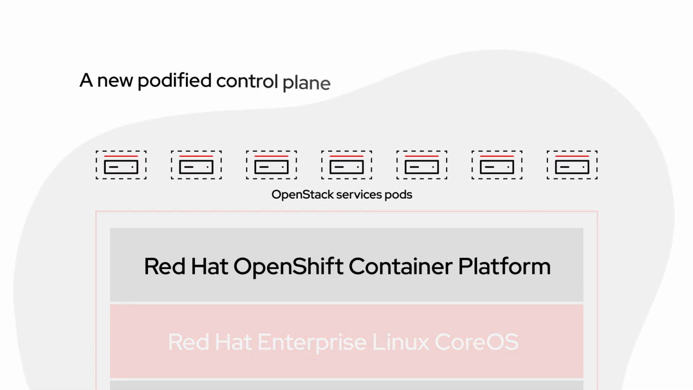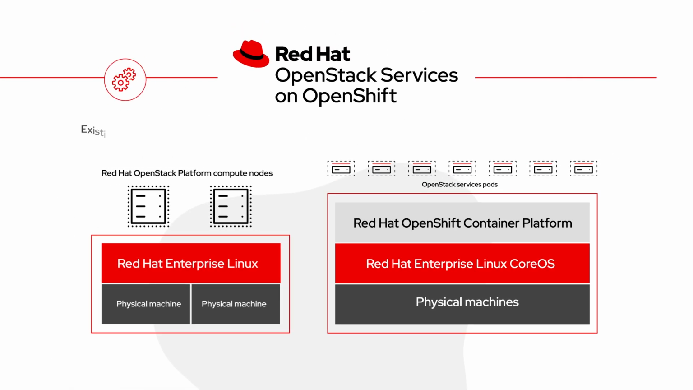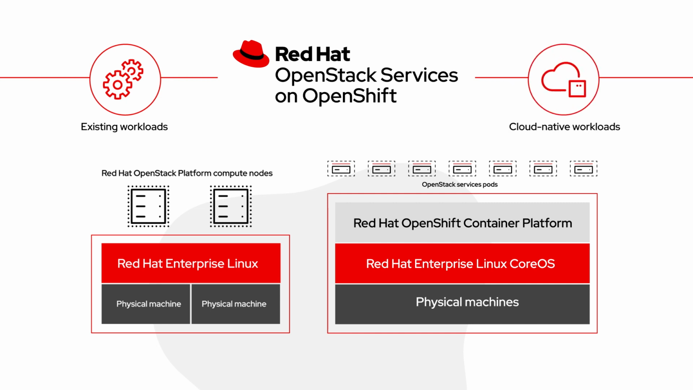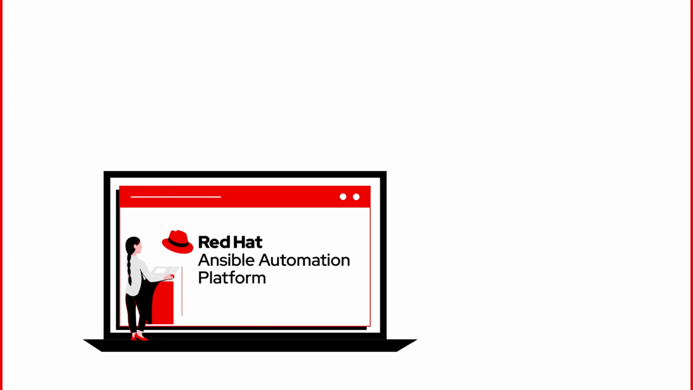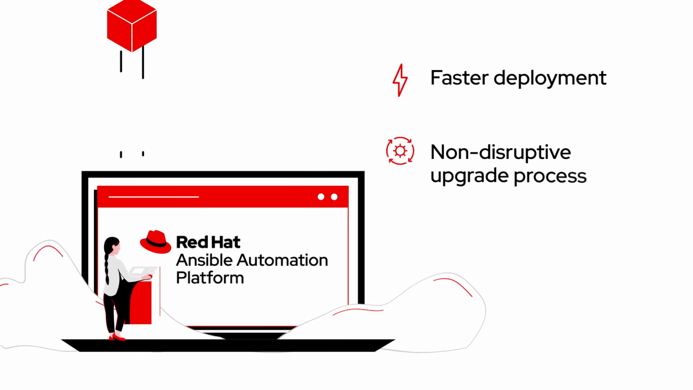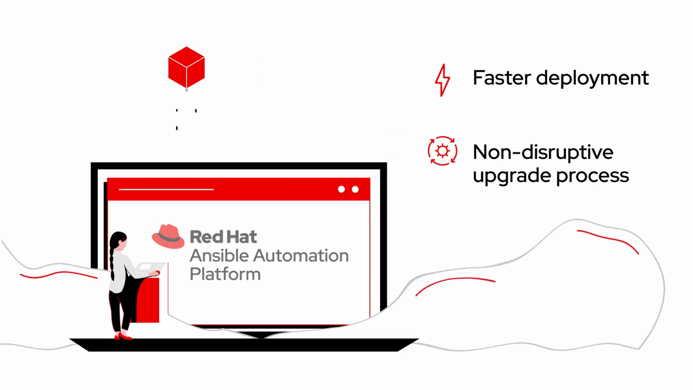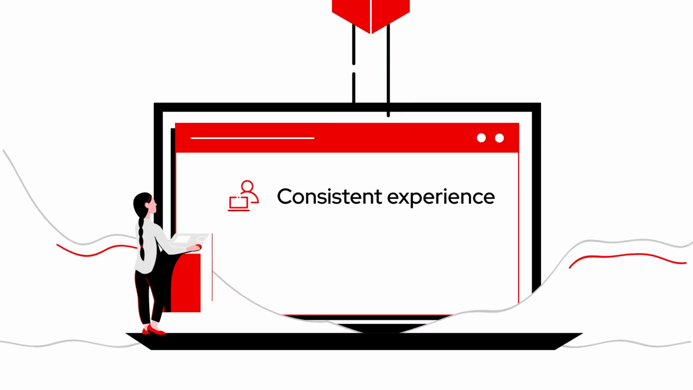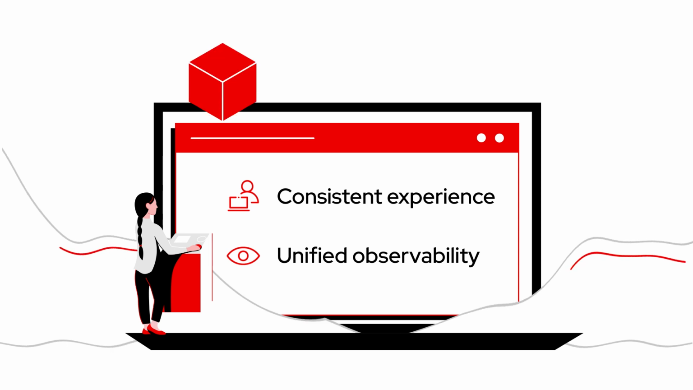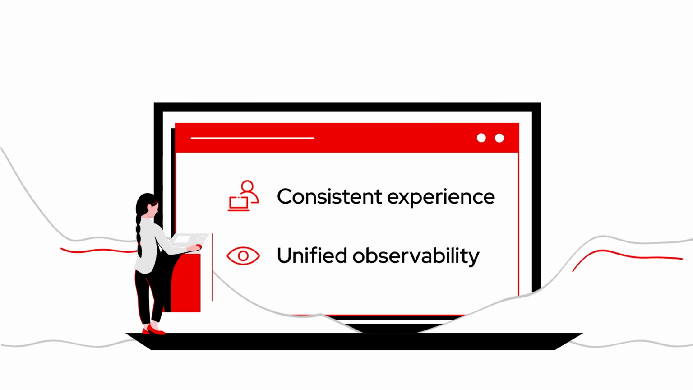A new codified control plane powered by Red Hat OpenShift allows you to manage your existing OpenStack services along with any new containerized workloads, while your OpenStack data plane remains the same. You also get faster deployment and a non-disruptive upgrade process with Red Hat Ansible Automation Platform, along with a consistent experience and unified observability of your current and new workloads in one place.